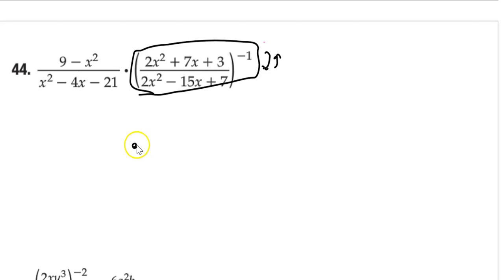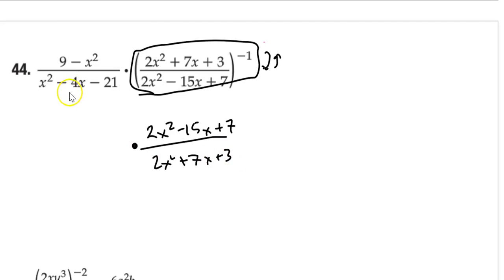So it flips it. So that means that 2x squared minus 15x plus 7 is on top. And the 2x squared plus 7x plus 3 is on the bottom. That's what the negative 1 power does, it flips it. And then this stays the way it is. So we get this. And like we always do, let's factor everything. That's our first rule.